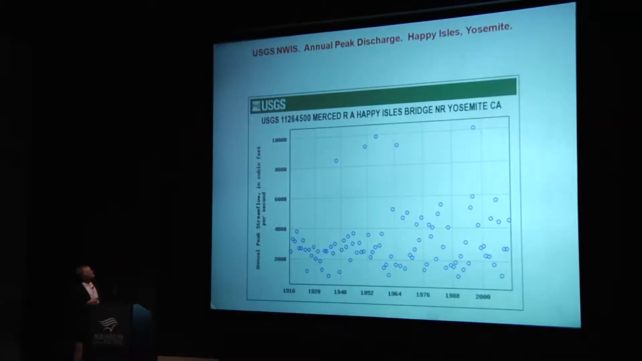I'll skip that. This is the gauge at Happy Isles in Yosemite National Park. It's right below Vernal Falls. And this is the highest flow each year, the annual peak discharge. It's kind of hard for me to see that this has gone up. They have a really great record there. It goes back to 1916.